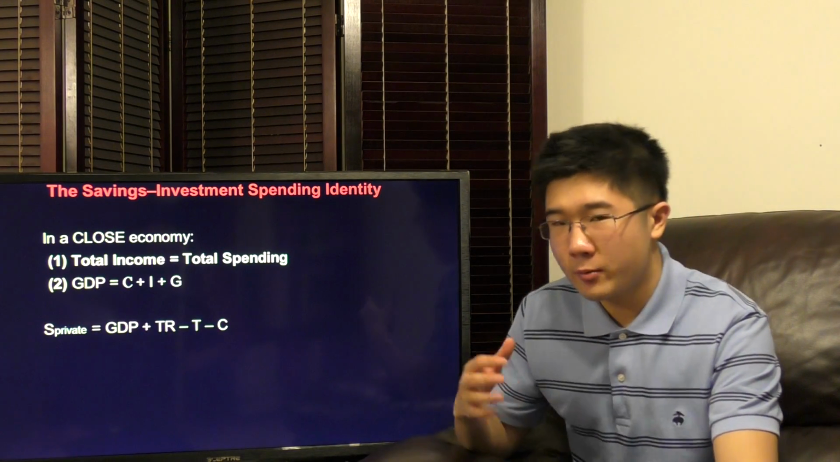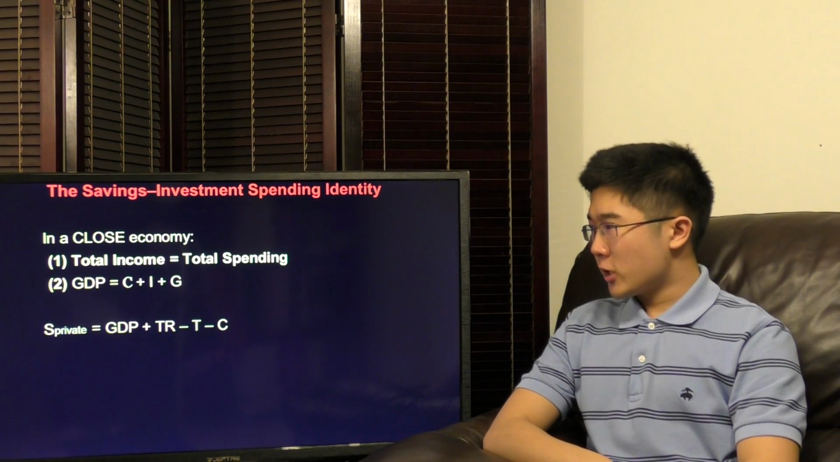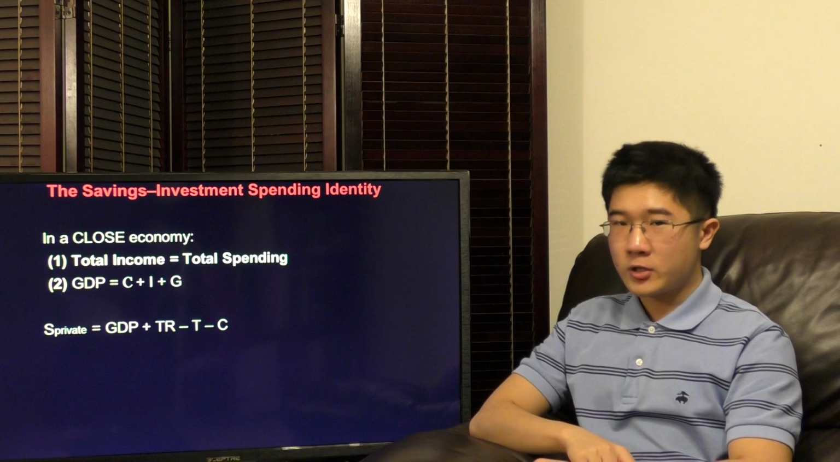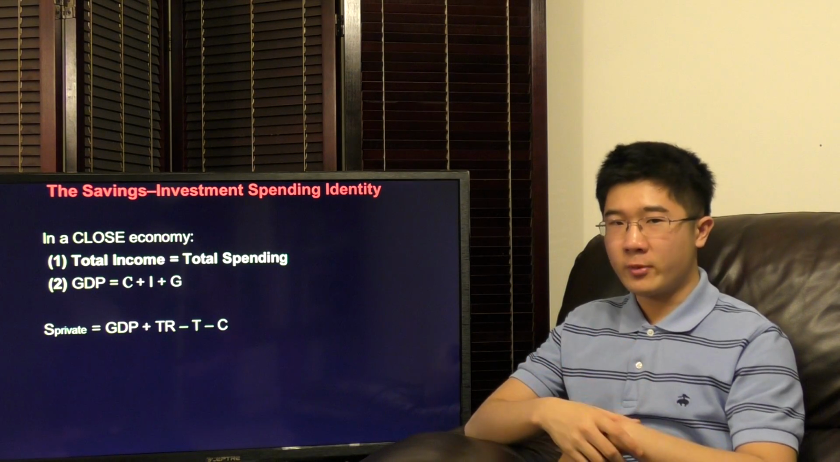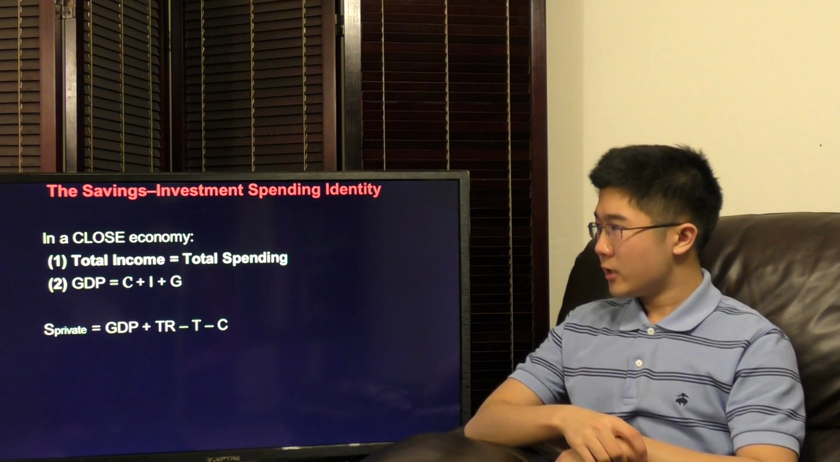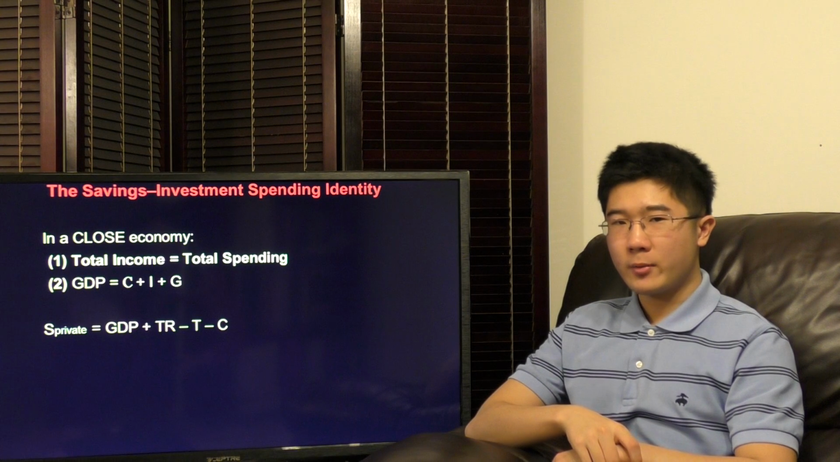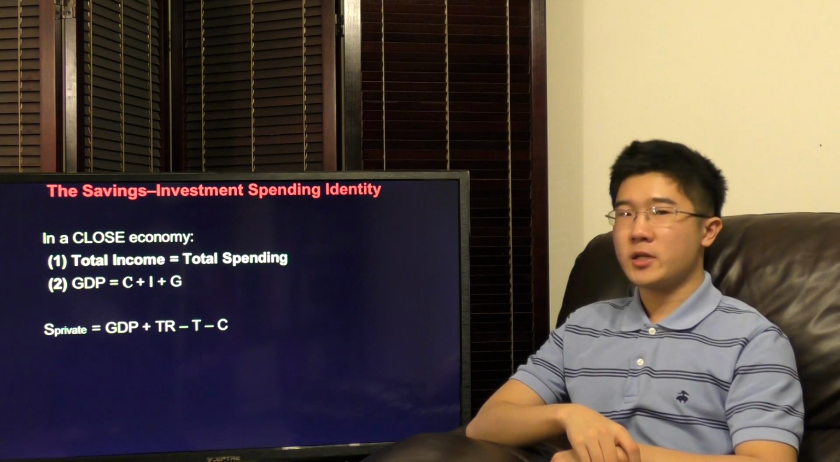And so we come to our first use of savings. We have private savings. Private savings are basically our GDP plus our government transfers, TR, minus our tax payments to the government, and minus our consumption. Now, why is this the case? Well, GDP, total income is total spending. So total factor income in an economy equals total spending, which means it equals GDP.